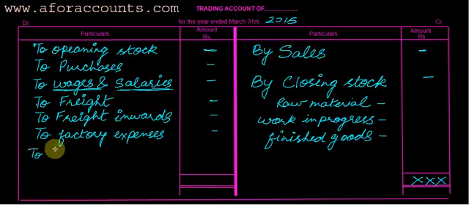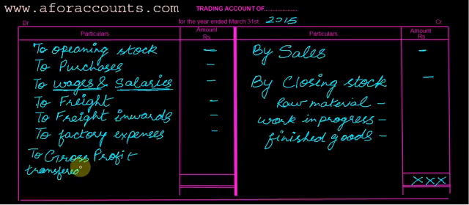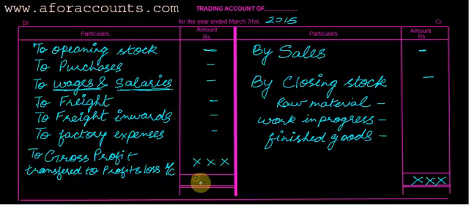Why gross profit? Because I still have to subtract the indirect expenses from it and add up the indirect incomes to come up to net profit. So here gross profit, remember the term gross profit. What do you do with this gross profit? I transfer it to the profit and loss account. So, to gross profit transferred to profit and loss account. This is your balancing figure. You write it here and the total here.